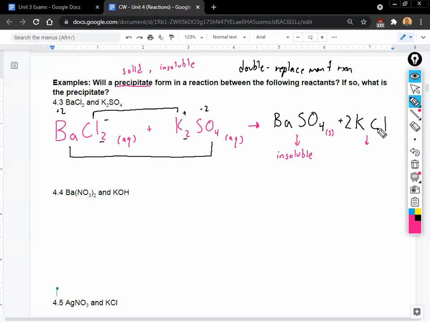Okay, but what about potassium chloride? Is this soluble or insoluble? Soluble. So what's going to happen is they're going to hang out a little and be like, ugh, chlorine smells bad. Potassium eats too many bananas. And so they're still going to be breaking apart. So this guy is going to be aqueous because potassium chloride is soluble. Okay, so this is going to be the reaction. And if you notice, it is going to form a precipitate. So the answer is yes, barium sulfate is the precipitate.